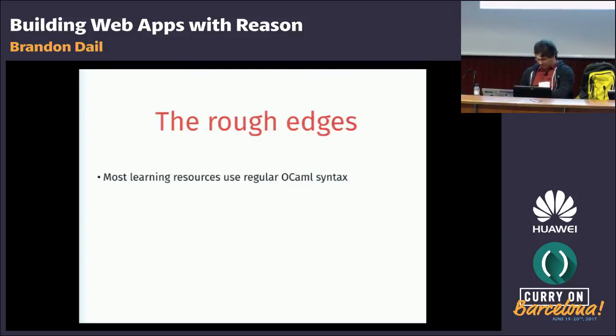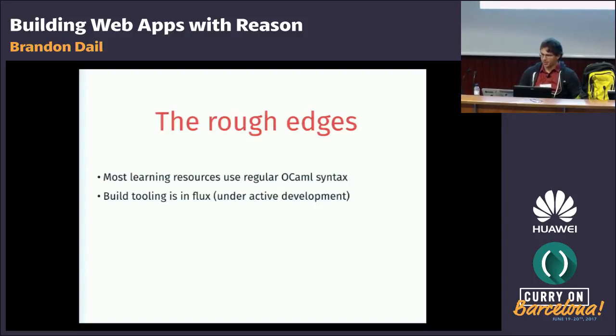So we want, and again, we have Reason, which makes OCaml more accessible. So we want resources that will also be accessible. This is something that isn't inherent to the language or the platform or anything, so it'll get better over time. But right now, it's a little difficult if you don't know OCaml, because you have to learn the language and a different syntax at the same time, which is a little tough. The build tooling is in flux.